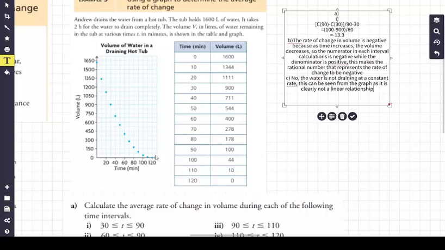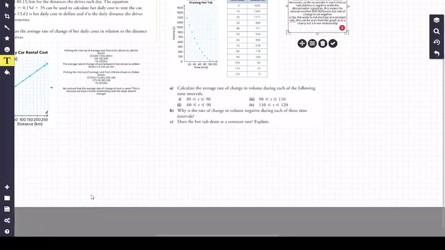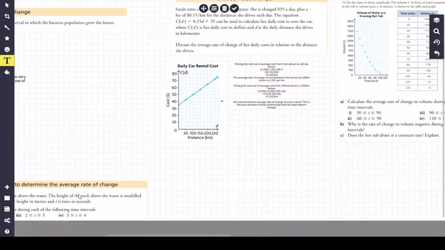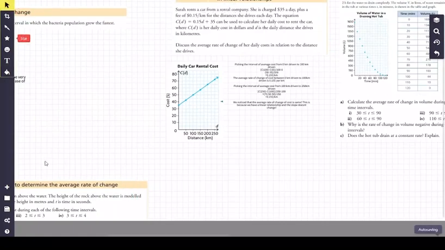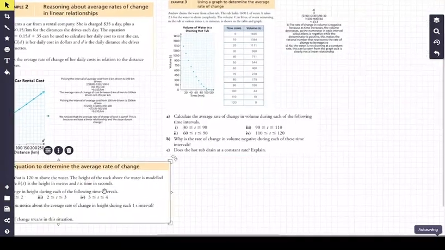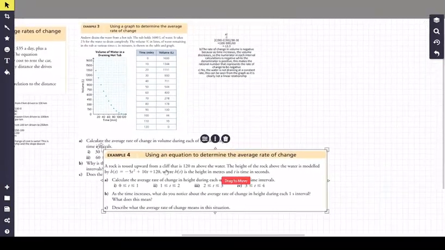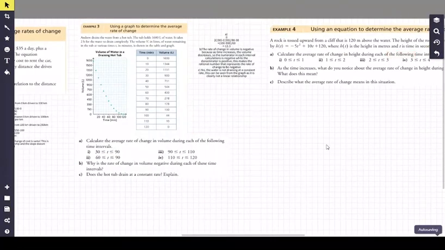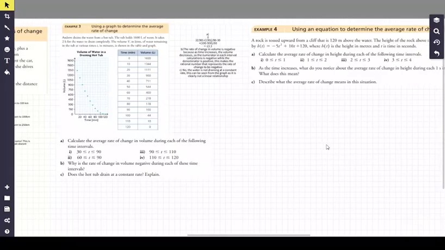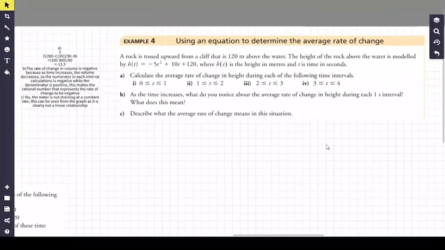Now let's talk about our final example. We're going to be using equations to determine the average rate of change, and now we're working purely with functions. This is where we get back to our main thing. We're still function workers. A rock is tossed upward from a cliff that is 120 meters above the water. The height of the rock above the water is modeled by the function h of t equals negative 5t squared plus 10t plus 120, where h of t is the height in meters and t is time in seconds.